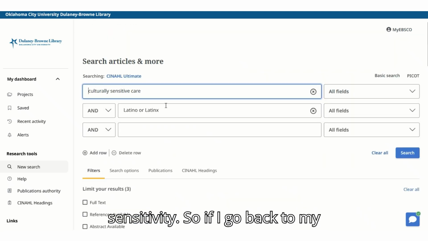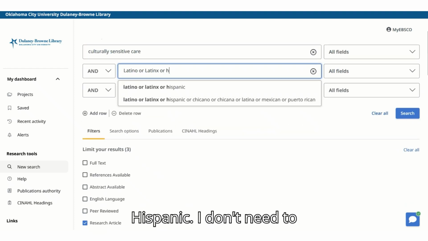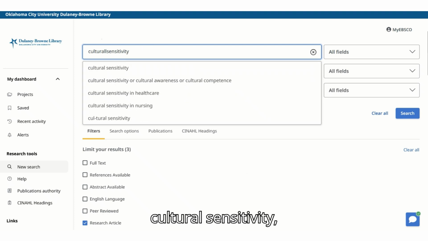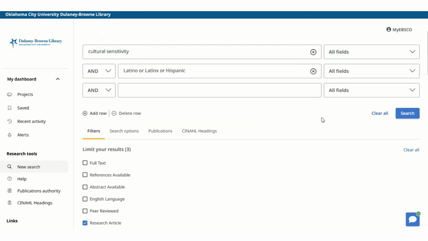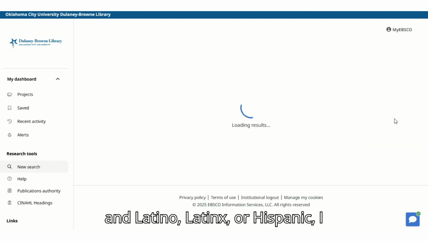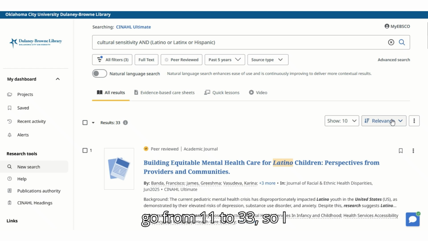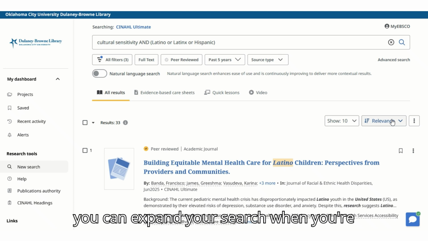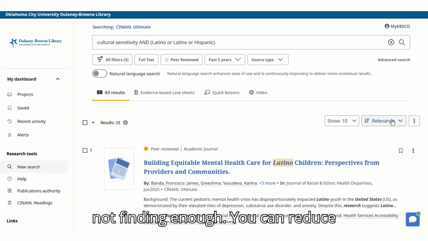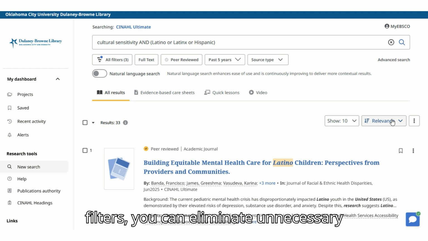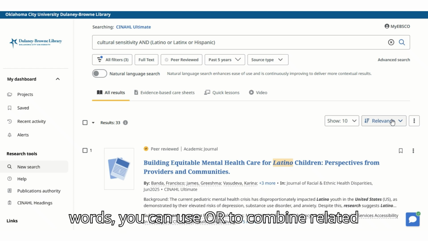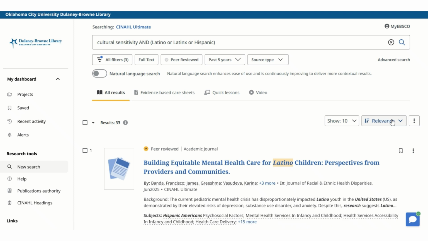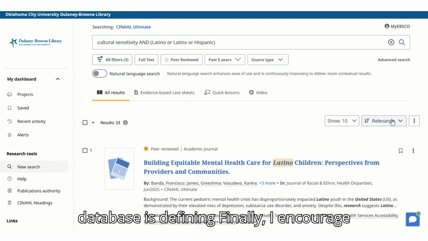So if I go back to my advanced search, I can add OR Hispanic. I don't need to take the others off. If I change this to cultural sensitivity and Latino, Latinx, or Hispanic, I go from 11 to 33. So I tripled the number of results that I found. So those are some basic ways that you can expand your search when you're not finding enough. You can reduce filters, you can eliminate unnecessary words, you can use OR to combine related terms, and you can look at those standard subject headings for keywords that match your concept and the way the database is defining them.